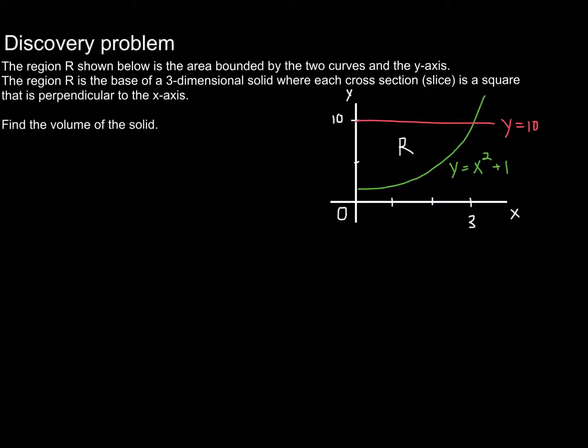So the region R, shown below, is the area bounded by the two curves and the y-axis. The region R is the base of a three-dimensional solid where each cross-section, think slice, is a square that is perpendicular to the x-axis. Our goal is to find the volume of the solid.